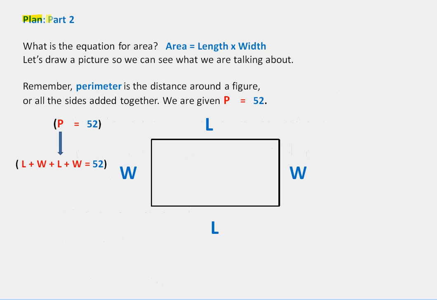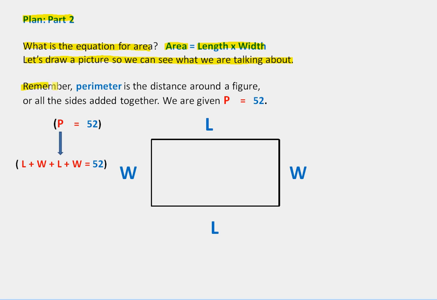Now part two of our plan, what is the equation for area? We know area is length times width. So let's draw a picture so we can see what we are talking about. So here's our picture. So we have length times width, which gives us the area, and the area is the center part of our rectangle.